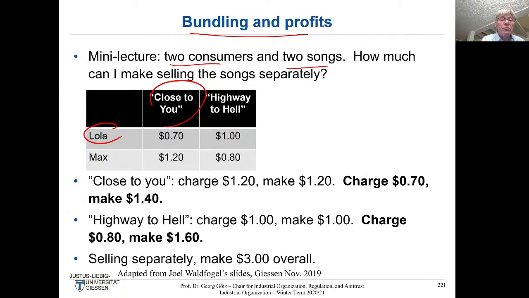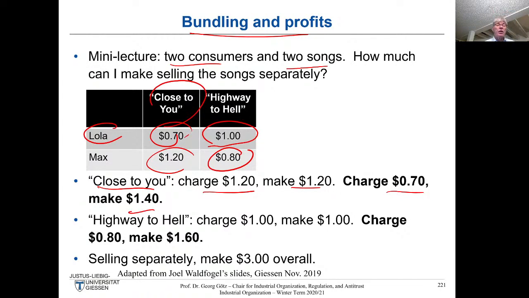Lola obviously seems the tougher of the two here. She has a higher willingness to pay for Highway to Hell than Max, and it's different here. And what is clear, if you sell them separately, so if you sell each of the two products, if you want to sell Close to You only to Max, you can charge $1.20, but you make only $1.20. If you charge 70 cents, you make $1.40.